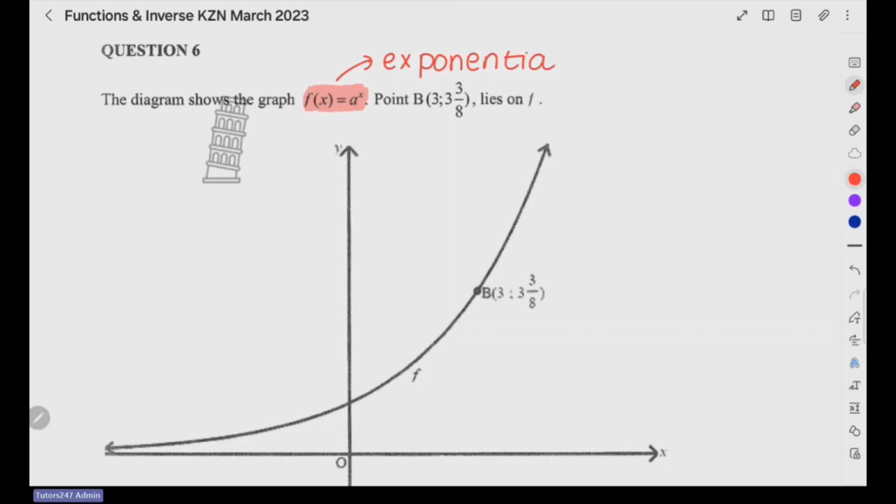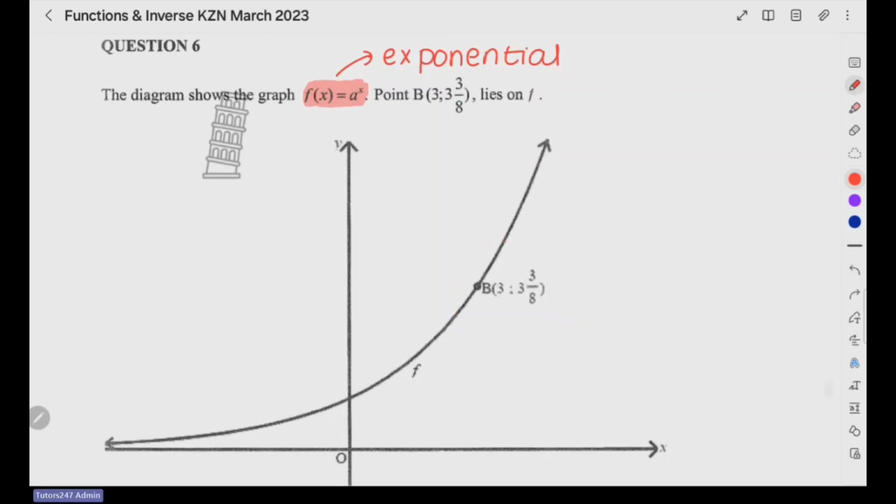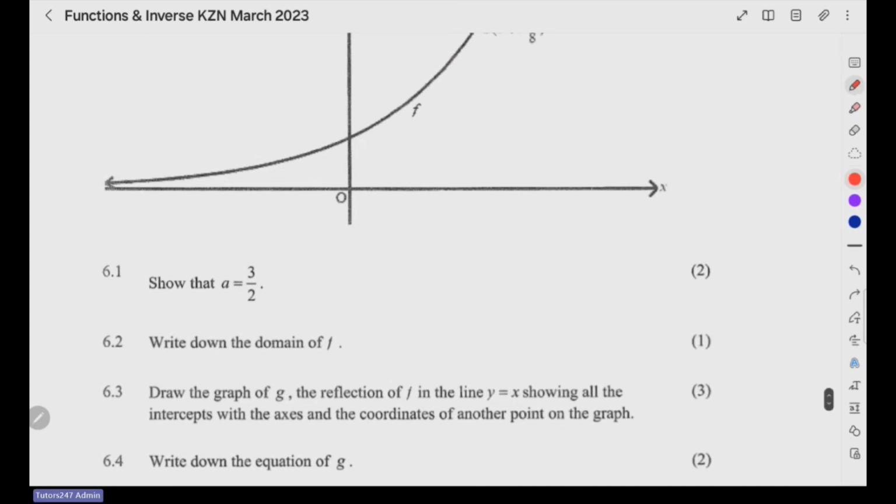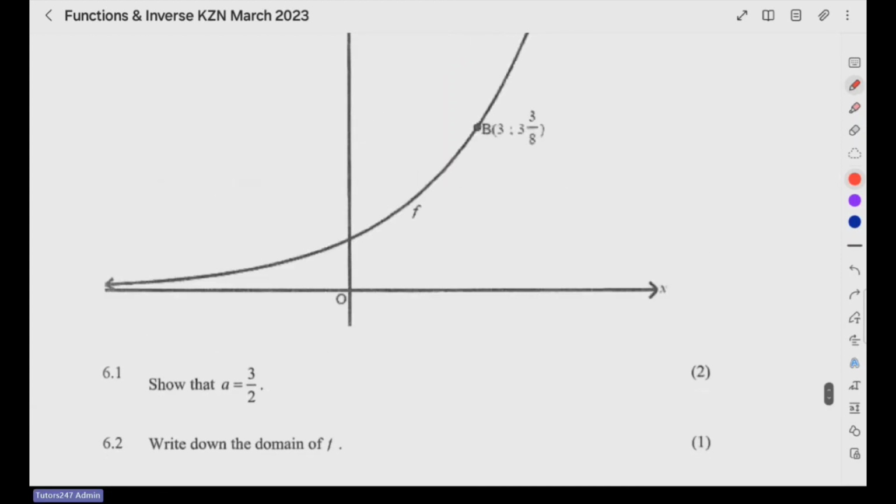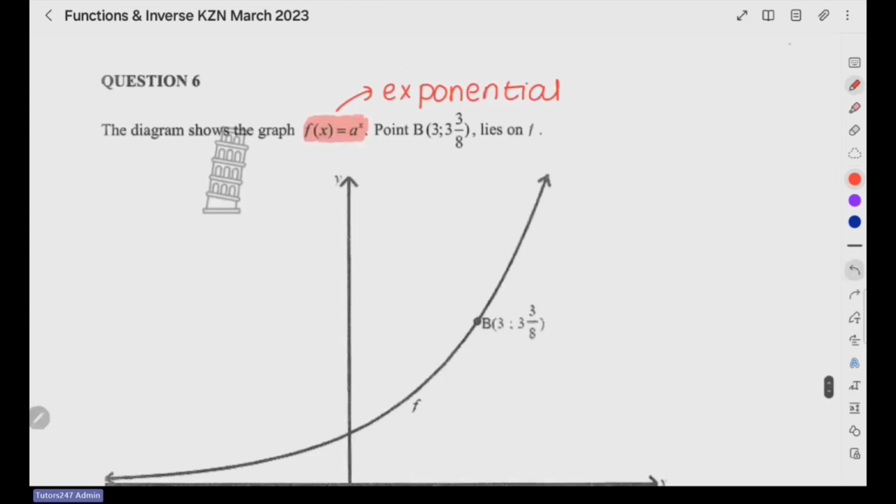Now, it states point B, which has coordinates (3; 3 3/8), lies on f. So this point lies on the function f. From here it states, show that a is equal to 3/2. So we need to find this value of a. Take note that we have a y value and we have an x value. So if we substitute this y and x value, the only unknown would be a, and we can then solve for a. So that is the method that I am going to use.